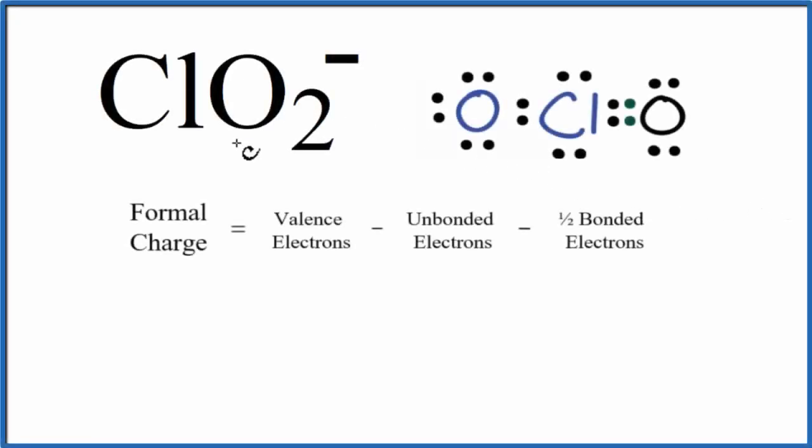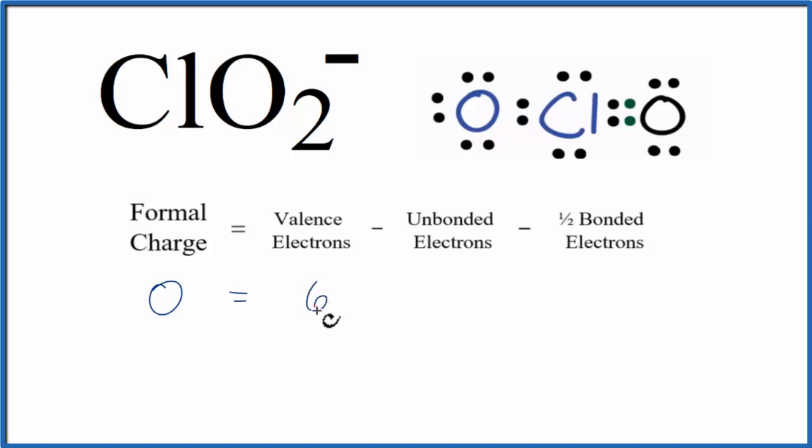To find the formal charges for each element in ClO2-, the chlorite ion, we'll use the Lewis structure here and this formula. So let's start with this oxygen right here. Oxygen has 6 valence electrons. It's in group 16, sometimes called 6A on the periodic table.